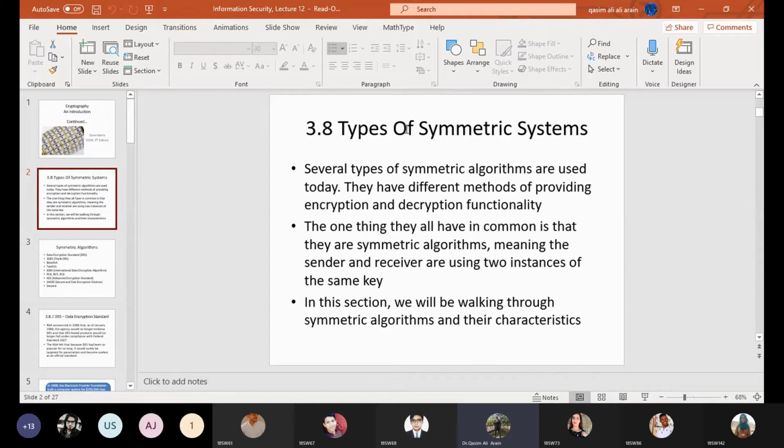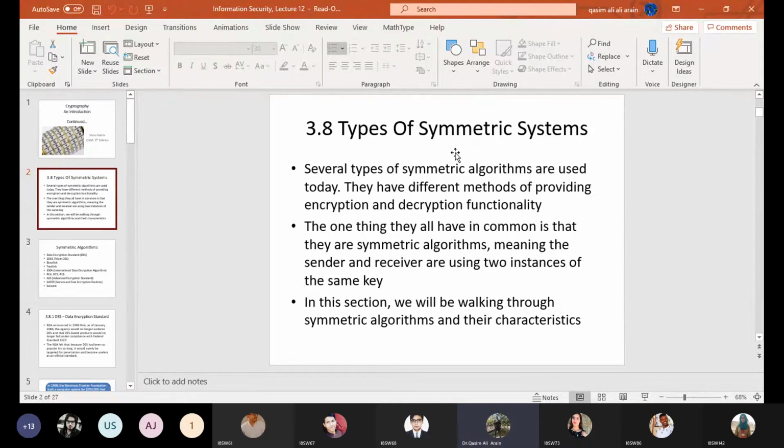We are starting with types of symmetric systems that we are already working on. We have gone through two types of symmetric algorithms: block ciphers and stream ciphers, and we have discussed in detail how the block ciphers and the stream ciphers work. And then in the last session, we discussed how we are going to implement a hybrid encryption scheme, right?